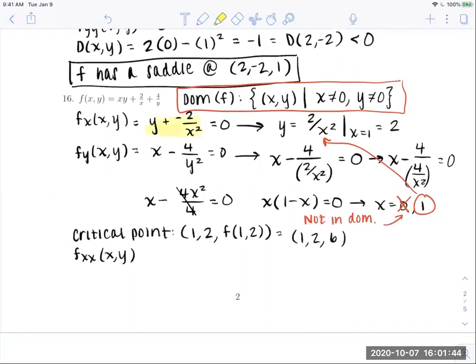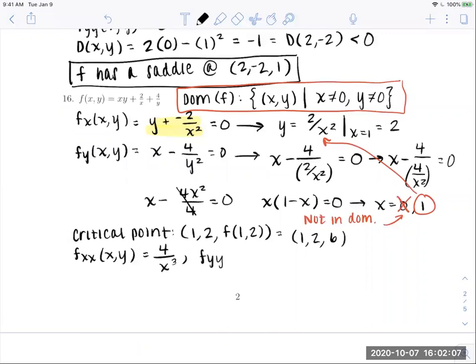First order partial f sub x, I want to take its derivative with respect to x. So that first term, y, goes to 0. For the second term, that's a negative 2x to the negative 2. When I pull that coefficient down in front, I get a positive 4. Subtract 1 gives me an x cubed. Notice that this is not constant. It does depend on x.